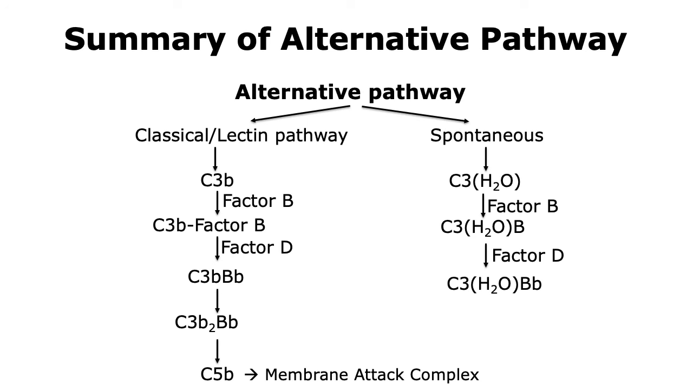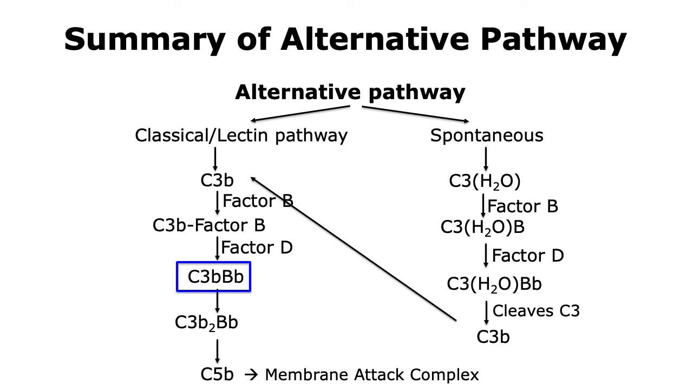Bb remains associated with C3H2OB and is also called the fluid phase C3 convertase. This C3 convertase can then cleave C3 to give rise to C3b and C3a. And this C3b that is formed can then associate with factor B, as we've seen in the past, which results in the formation of ultimately the C3b-Bb, which is also a C3 convertase. And thus we are seeing more and more C3b being made through the activation of these pathways.